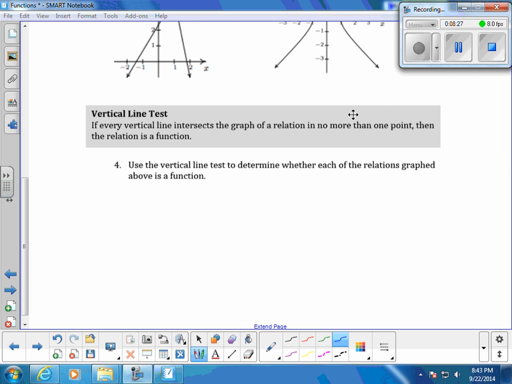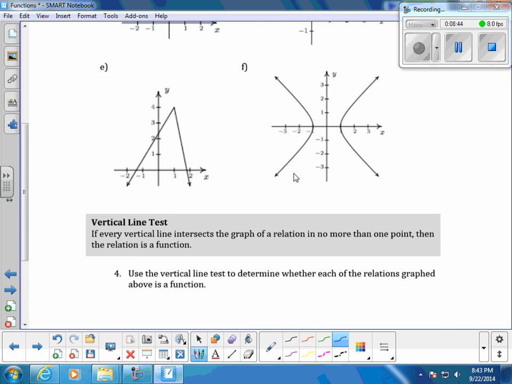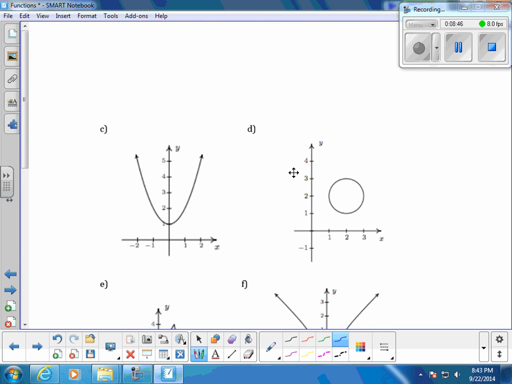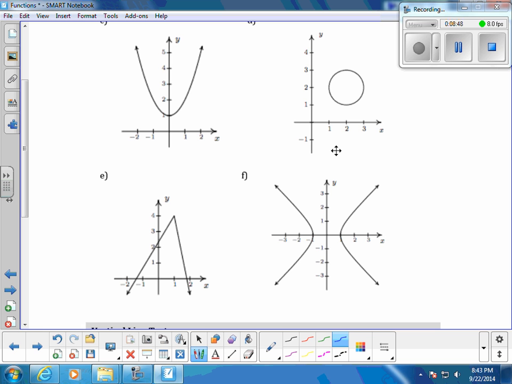Okay, the vertical line test says if every vertical line intersects the graph of a relation in no more than 1 point, it's a function. So you can use the vertical line test on the relations graphed above and determine if it's a function. So let's go up to the top. I'm going to draw a vertical line. If I draw a vertical line, it can only touch my graph at 1 point. It doesn't matter where I draw a single vertical line, it's only going to touch it at 1 point. So yes, this is a function.